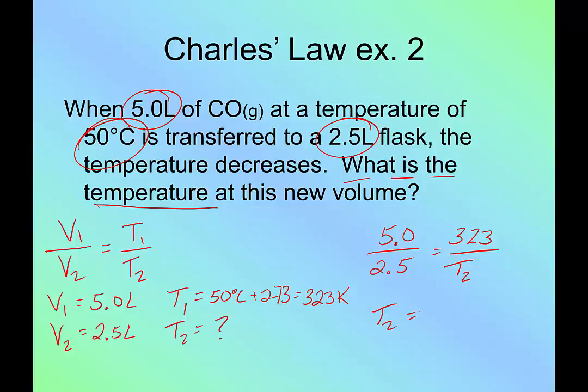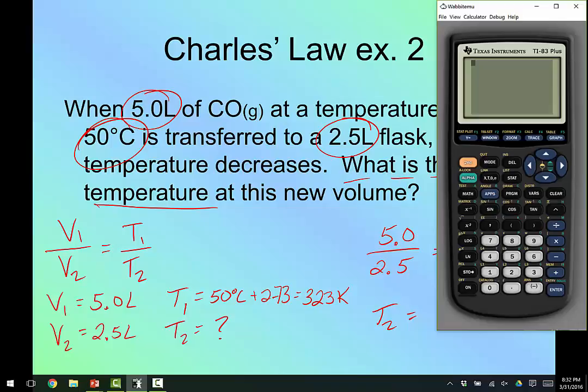Now, before I even plug this into the calculator, remember, you can always double check yourself and see if your answer makes sense before you even get there. So, what happened to our volume? Well, our volume went from 5 liters to 2.5 liters, which means that it went down. Since volume and temperature are directly proportional, that means our temperature should go down as well. So, let's pull out our handy dandy calculator and see if that's truly the case.